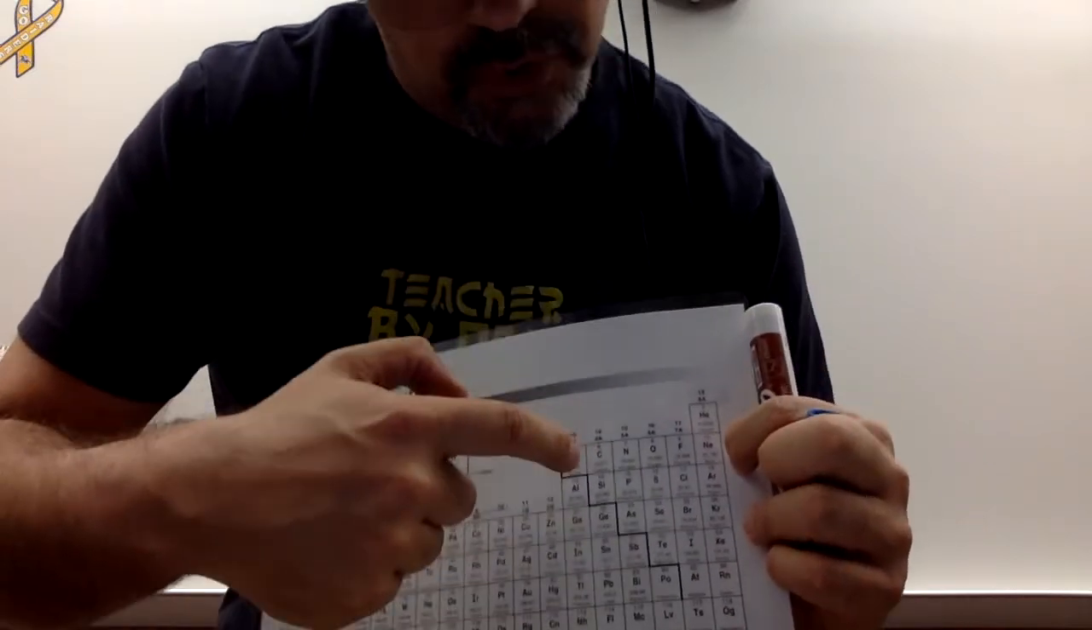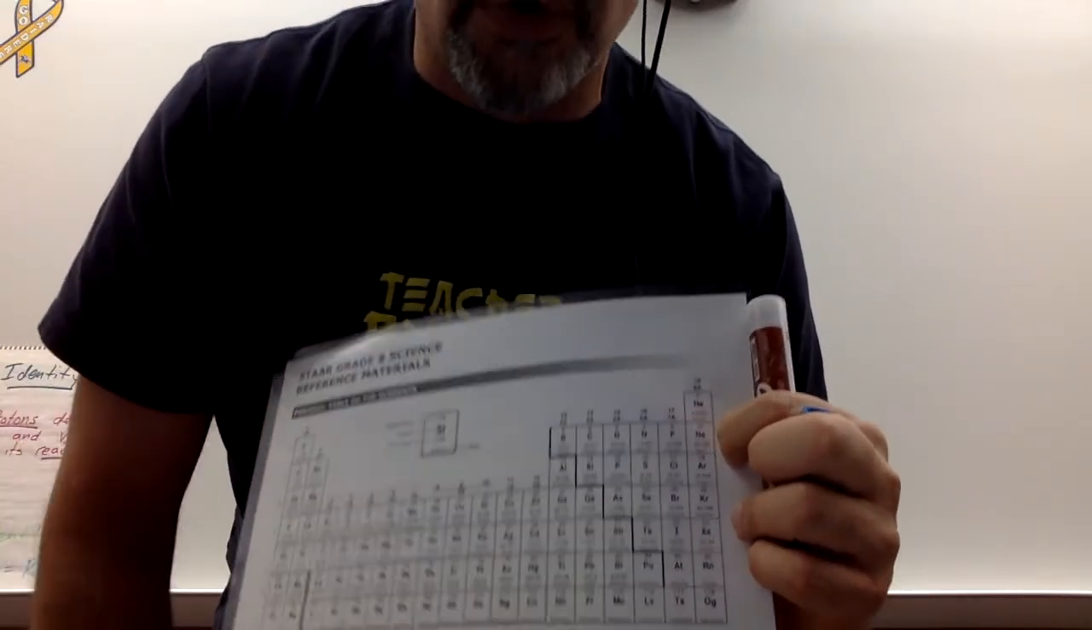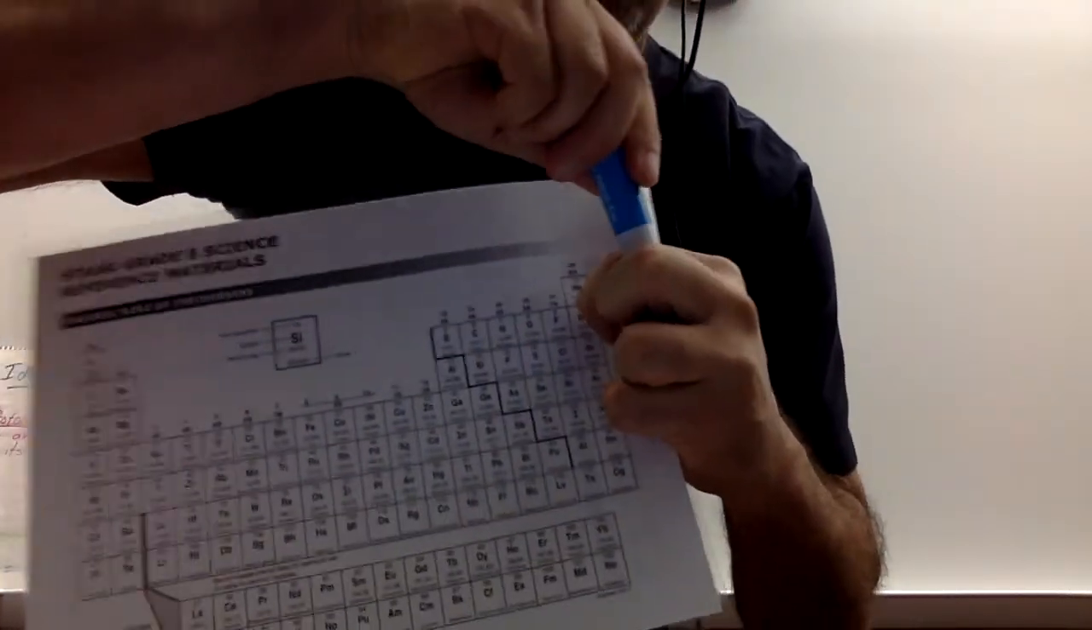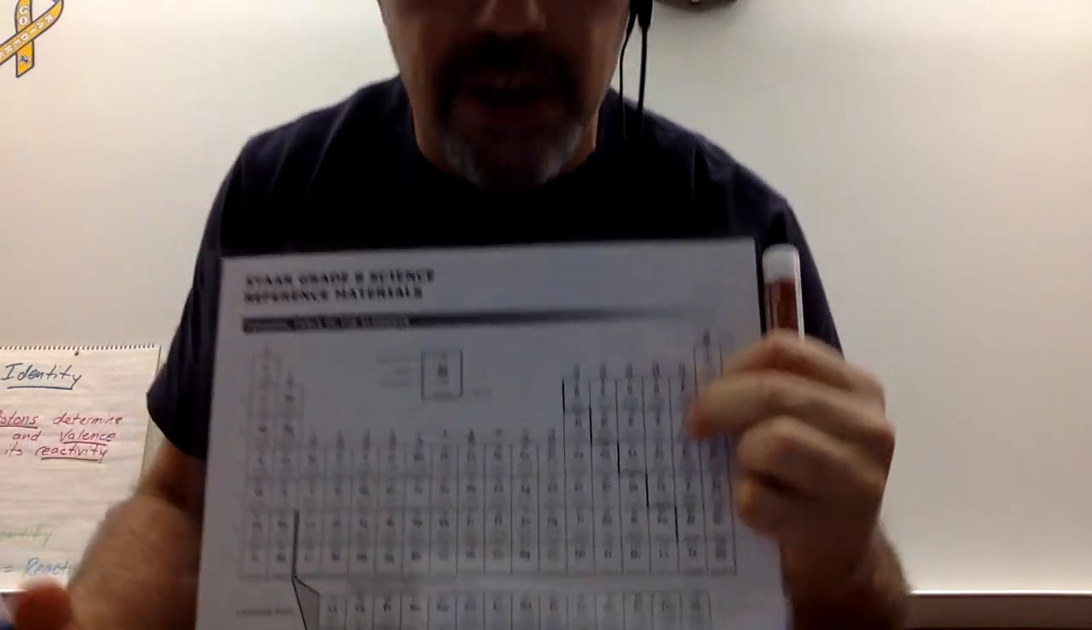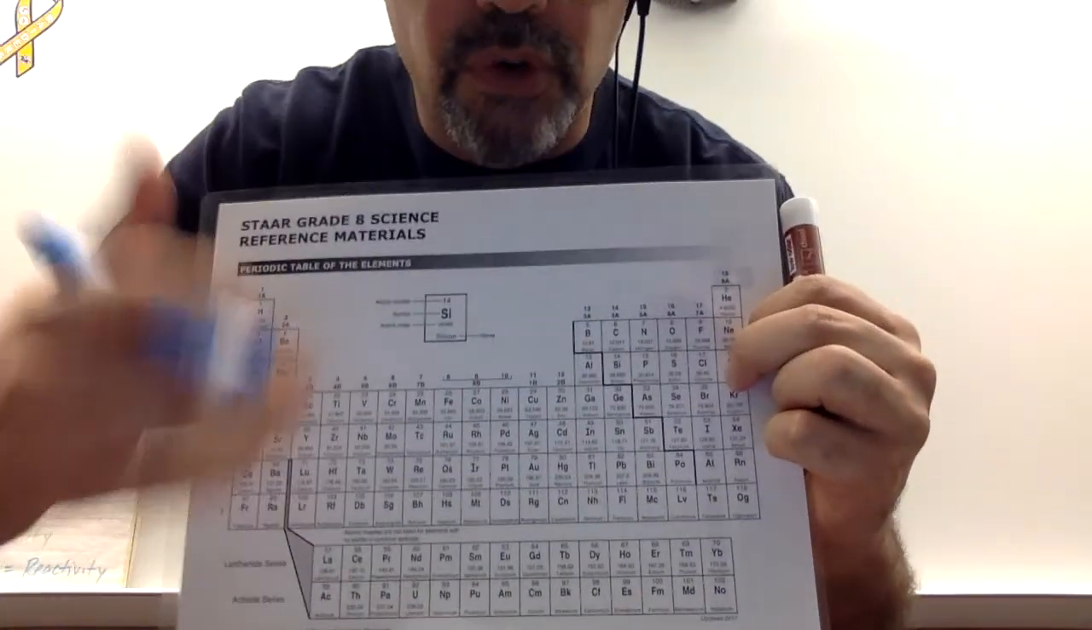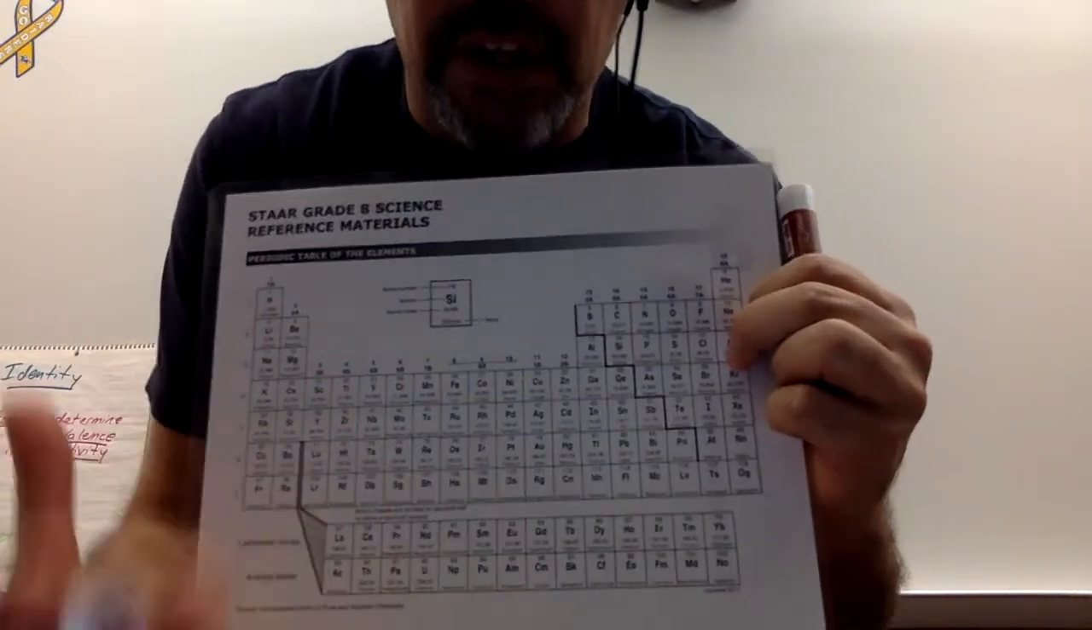They call group 4 the carbon group. So yeah, some of these groups have names. Just like families, we have family names. Mine's Camacho, yours is whatever it is. These groups are really, really important. They give us a lot of information.